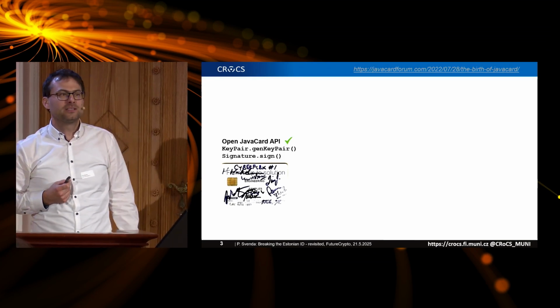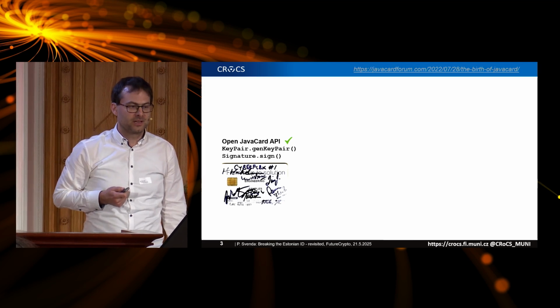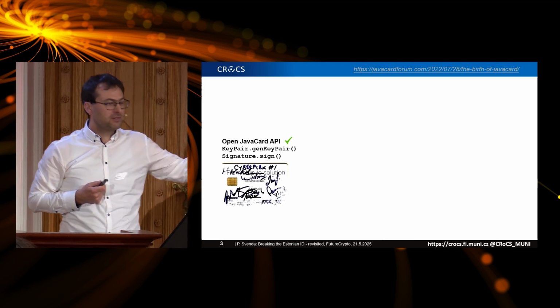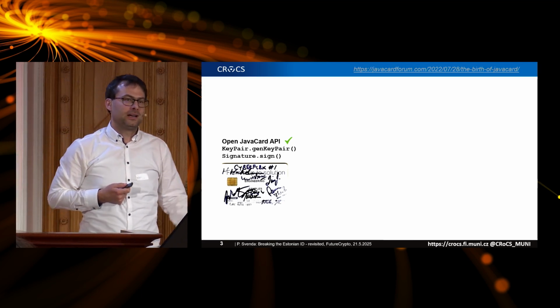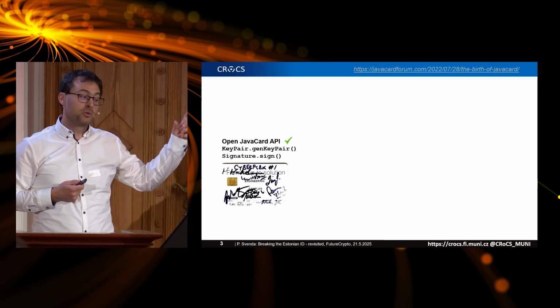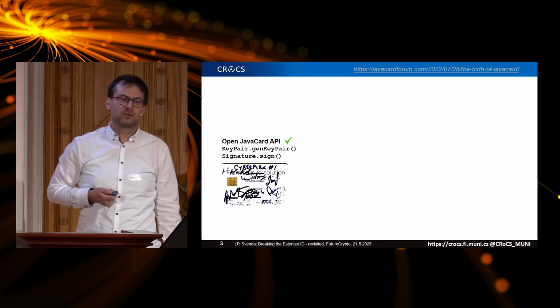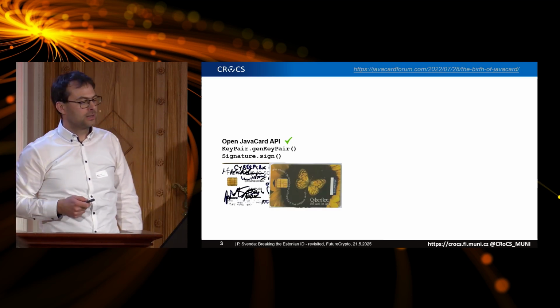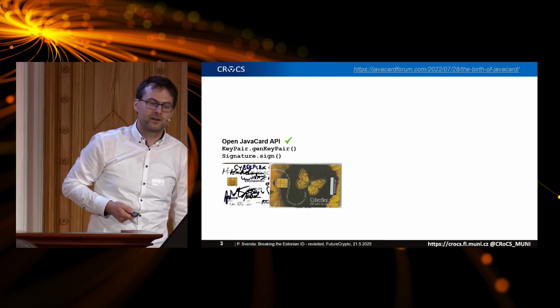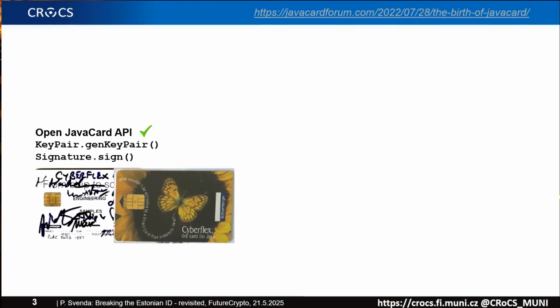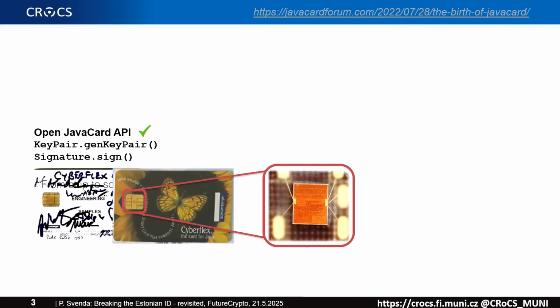By open, it's important to say what it means, because the Java Card API was open. So you know the methods, but you don't know the implementation. How it's done, that's not open. And such an implementation is inside the card, with some nice picture. On top of that, the chip itself is actually just 3 by 3 millimeters below these contacts.